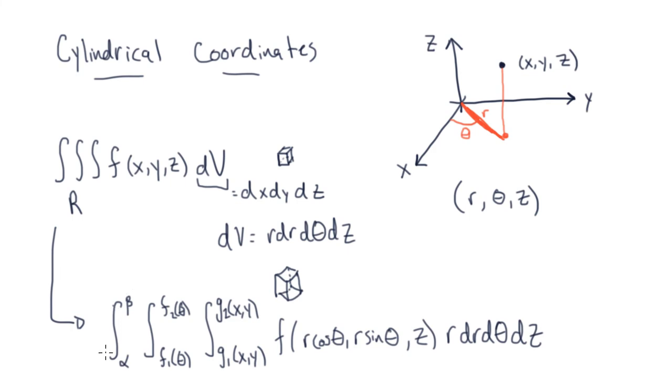We change the limits, and this seems like a lot of work, but we're doing this work to more easily describe the region and make it easier to integrate. And of course, this is the price we pay: we have to replace x and y with r cosine theta and r sine theta, and then we pick up this factor of r from doing the change of variables of the volume element.